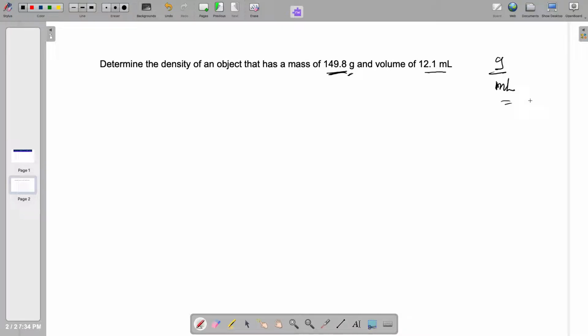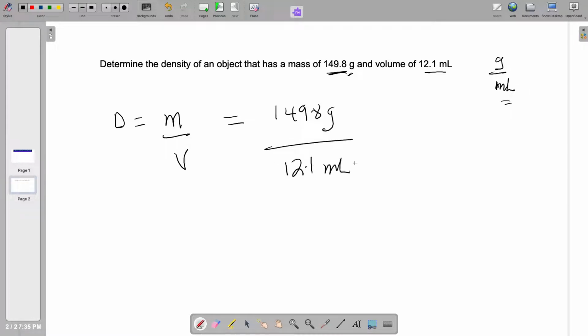So to start, you have to recall your density formula: D equals mass over volume. Our mass is 149.8 grams and our volume is 12.1 milliliters. Once we divide, we're going to get 12.38 and so on, but I'll just cut it at an 8.